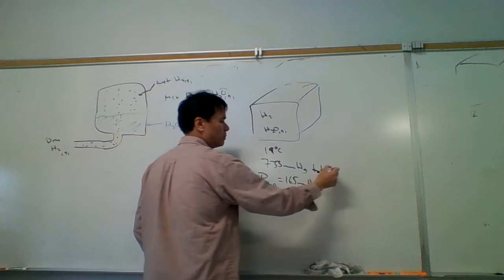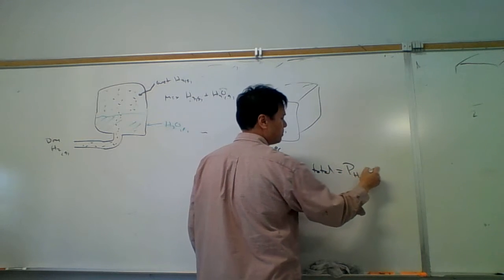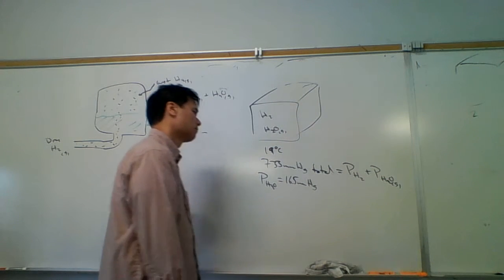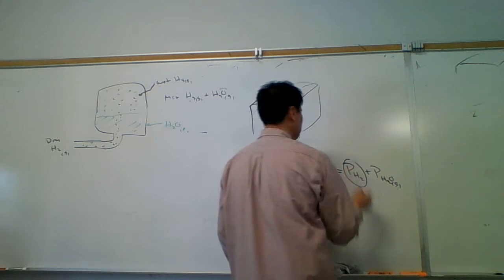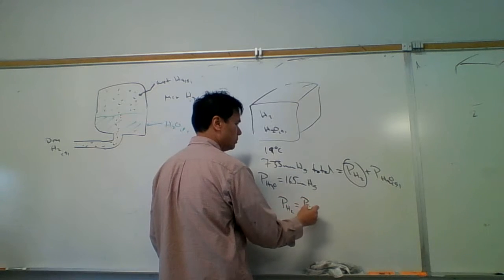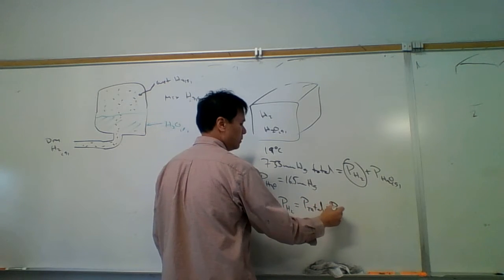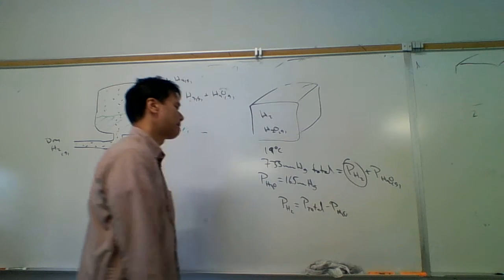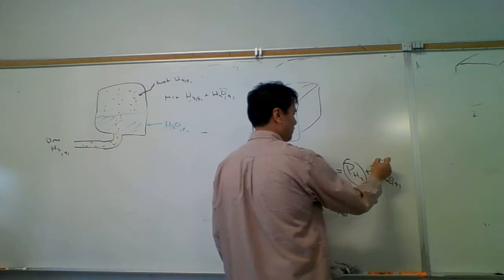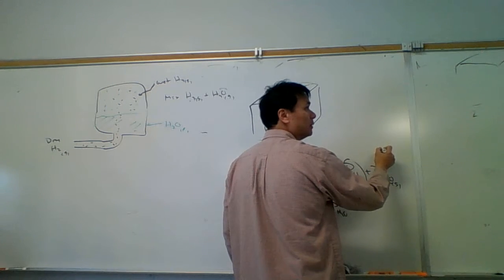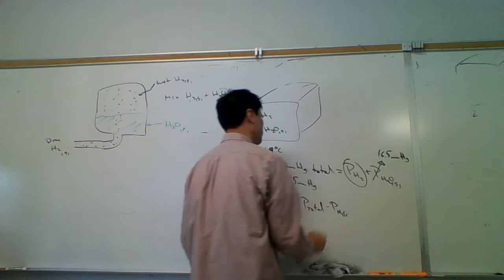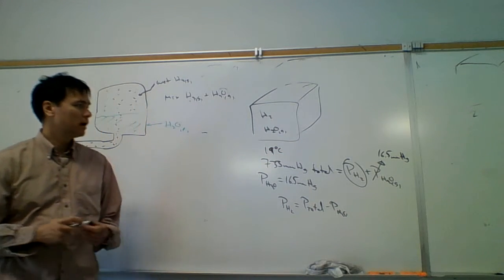And so we have the total pressure. The total pressure is going to be the pressure of the hydrogen plus the pressure of the water vapor. And so we could calculate the pressure of the hydrogen. The pressure of the hydrogen is just equal to the total, P total, minus P water vapor. The water vapor they gave us is 16.5 millimeters of mercury. And so we can figure out the pressure of the hydrogen.